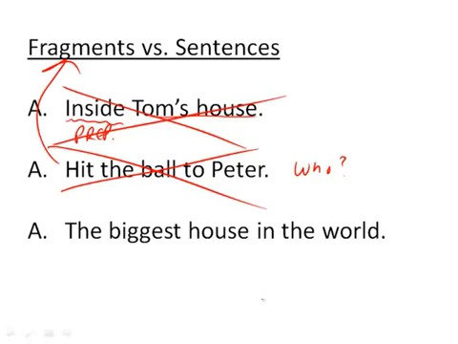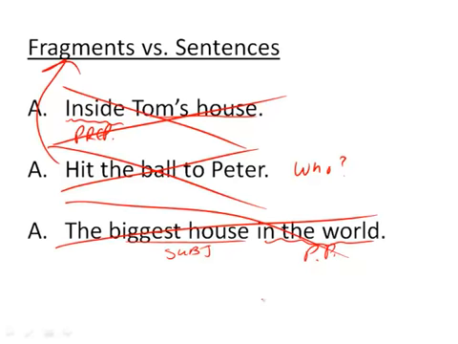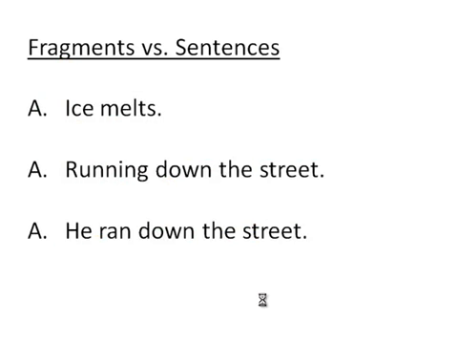Next, the biggest house in the world. That's great. The biggest house, that is our subject. Here's our prepositional phrase. But wait a second. What happened to our verb? We don't know. This is not a sentence. So far, 0 for 3. All fragments. Now, let's see what happens.